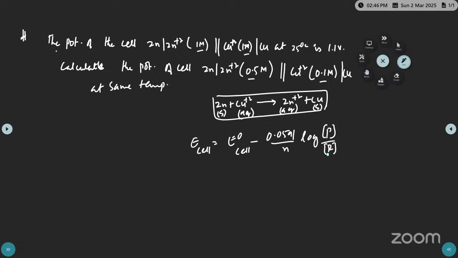Okay, and see. So ఇక్కడ ఏమి ఇచ్చాడు? E cell, the potential of the cell, E cell ఎంత? 1.1 volt. And ఇంకేమి ఇచ్చాడు? కాన్సంట్రేషన్, కాన్సంట్రేషన్ ఆఫ్ Zn+2 ఎంత? నువ్వు చెప్పమ్మా. కాన్సంట్రేషన్ ఆఫ్ Zn+2, ఆ బోర్డు వైపు చూస్తుంది అమ్మాయి.